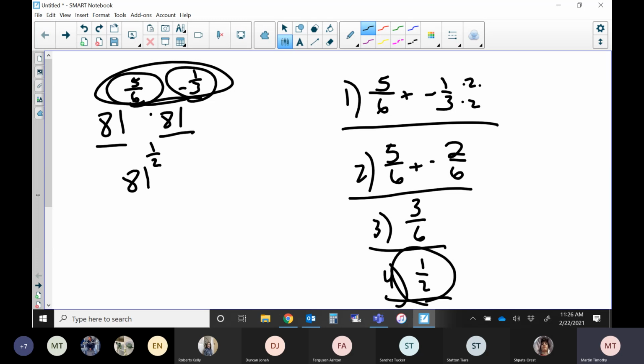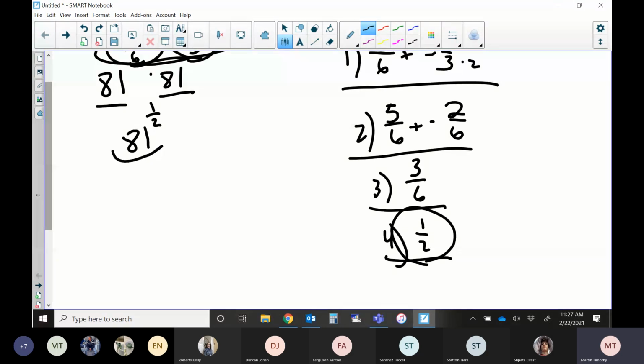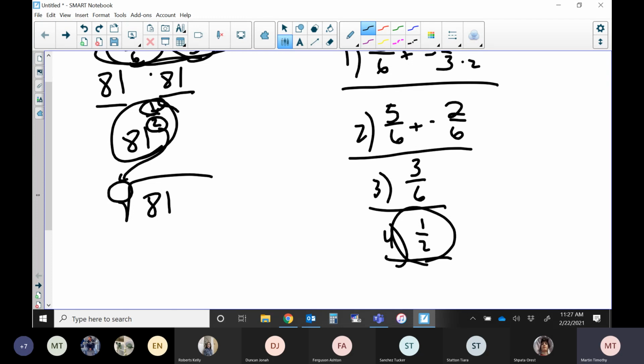And what did we learn from last 5-1? What did we learn that we can change this? This is power form. How can we change that to radical form? Well, we learned that the 2 becomes my index here. Since it's a 2, I don't have to write it. I put the base, which is 81, and then I put the power right here. But since it's a 1, I don't have to write it. So really what you would see is the square root of 81. And the square root of 81 is 9, which is my final answer.